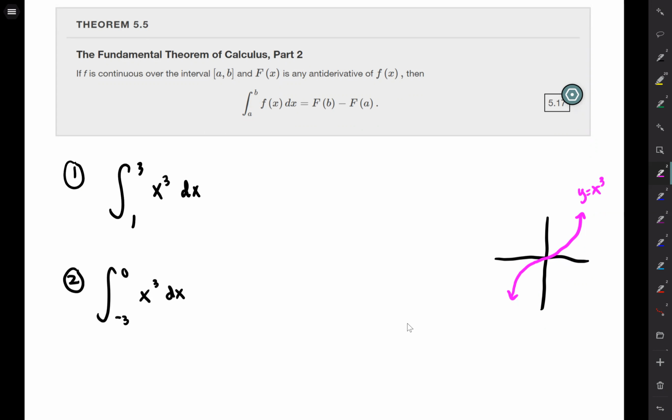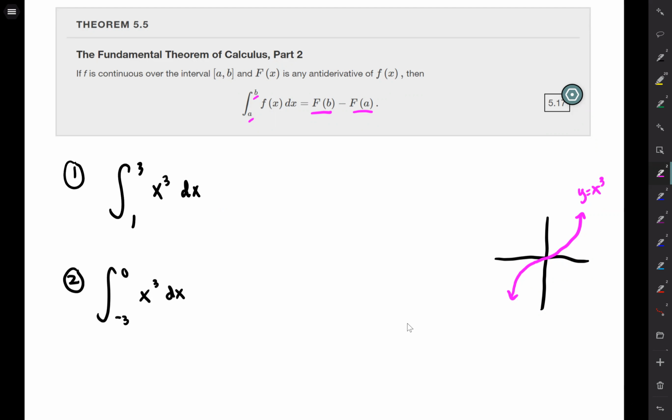And so what this says is that if f is continuous on the interval from a to b and big F of x is any antiderivative of little f of x, then the integral from a to b of little f of x dx is big F of b minus big F of a. So you take any antiderivative of little f of x that you want and you just evaluate it at your two endpoints. So we put the bigger endpoint b on top and the little endpoint on the bottom.